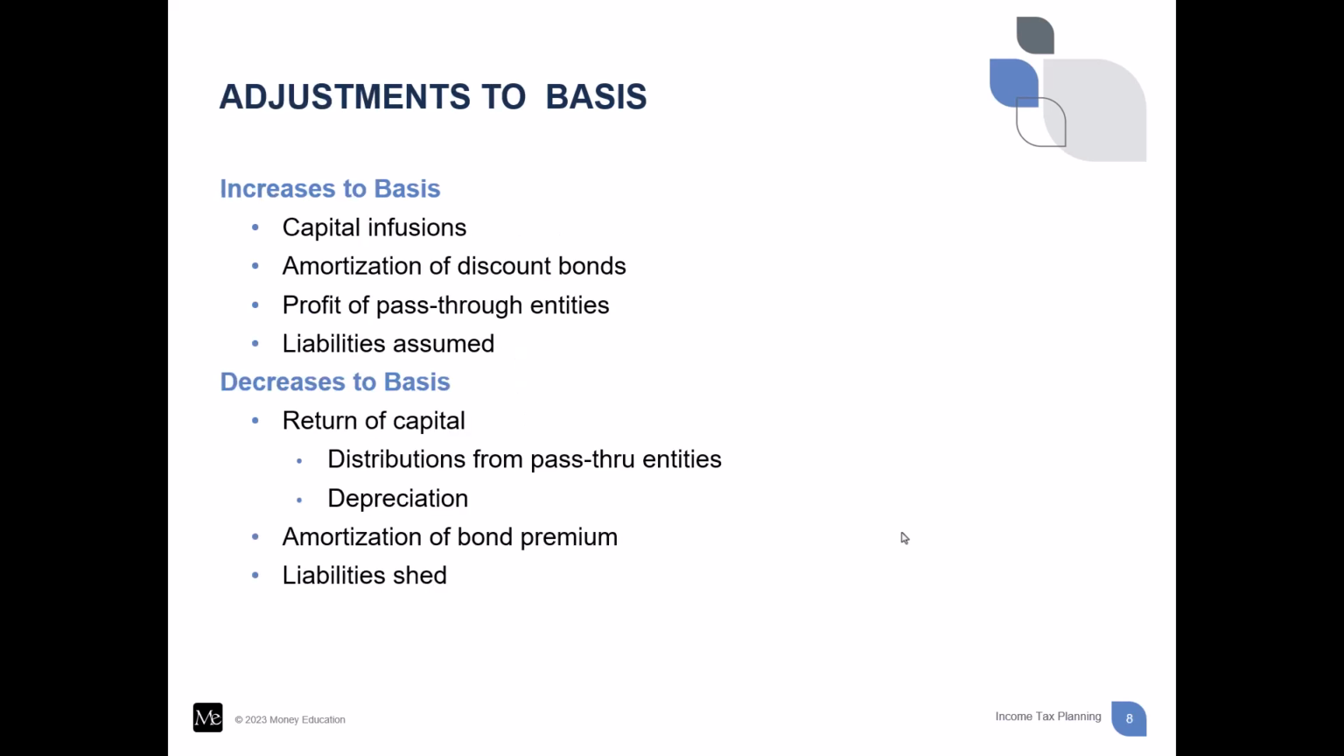Any increase to basis is a capital infusion, so you're adding something. Amortization of discount bonds, profit of pass-through entities, so we'll talk about basis briefly in this course, related to partnership interest. Liabilities assumed. Any decrease in basis is return of capital, so distributions from a pass-through entity or depreciation on assets. Amortization of bond premium and any liabilities shed.